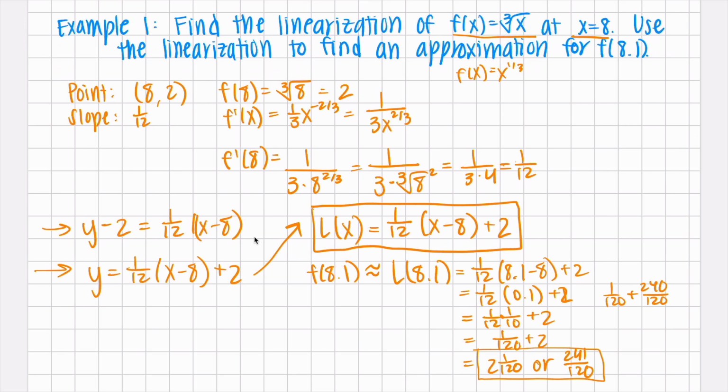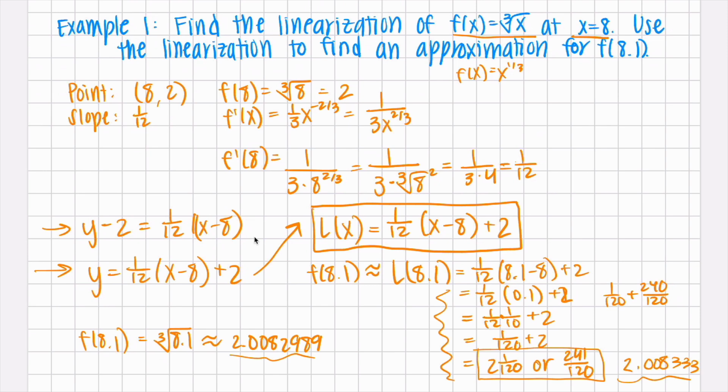And then as a side note, just to show you, if I plug this into my calculator, I get 2.008333. If I plug the cube root of 8.1 into my calculator, I get about 2.008299. So notice that these are very similar. Now you might ask, why would we need to do this? Notice that we were able to do all of this work without a calculator. So if we don't have a calculator, this is a lot easier than figuring out the cube root of 8.1.